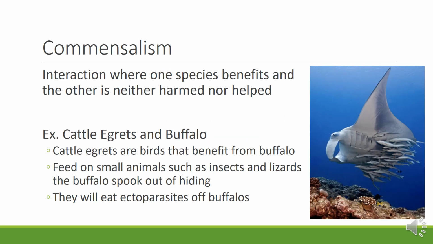Commensalism. This is an interaction where one species benefits and the other is neither harmed nor helped. An example are cattle egrets and buffalo. The cattle egrets benefit from the buffalo. They feed on small animals such as insects and lizards. And the buffalo spook them out of hiding when they come to water. They also eat ectoparasites off of buffaloes. But for the most part, the buffalo isn't adversely or positively affected.